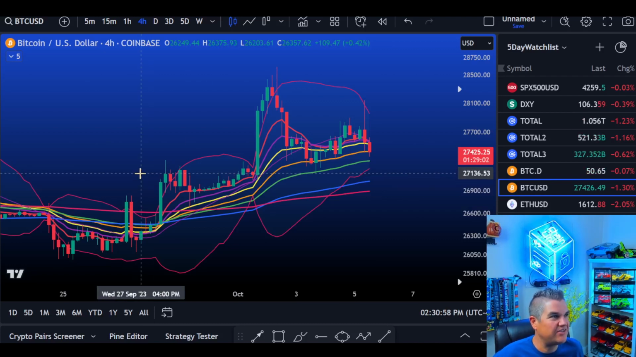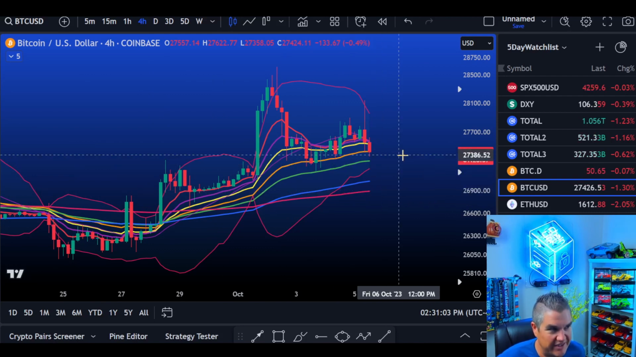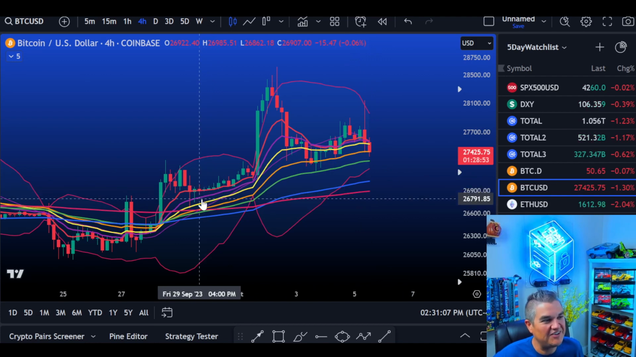Bitcoin Thursday update, starting off on the 4 hour, then we'll zoom out to the daily, the 3 day, and the weekly to give you all the info and none of the bullshit. So let's get right to it.